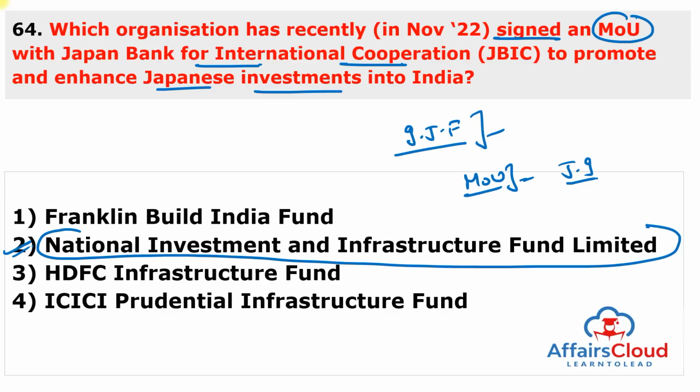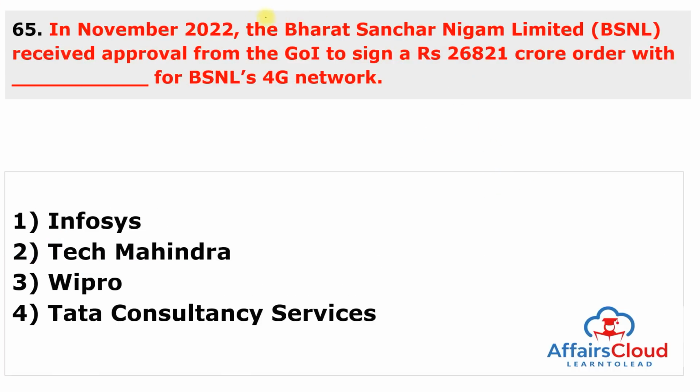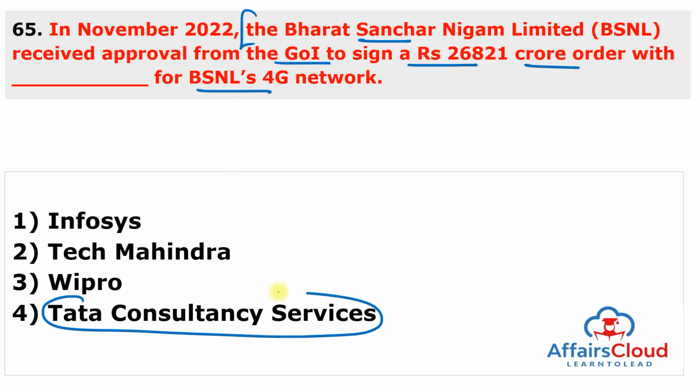Moving to next question. In November 2022, the Bharat Sanchar Nigam Limited received approval from the Government of India to sign almost a 26,820 crore order with which company for the BSNL 4G network? And this is Tata Consultancy Services or TCS. Very simple question. It means BSNL signed an MOU with the TCS.